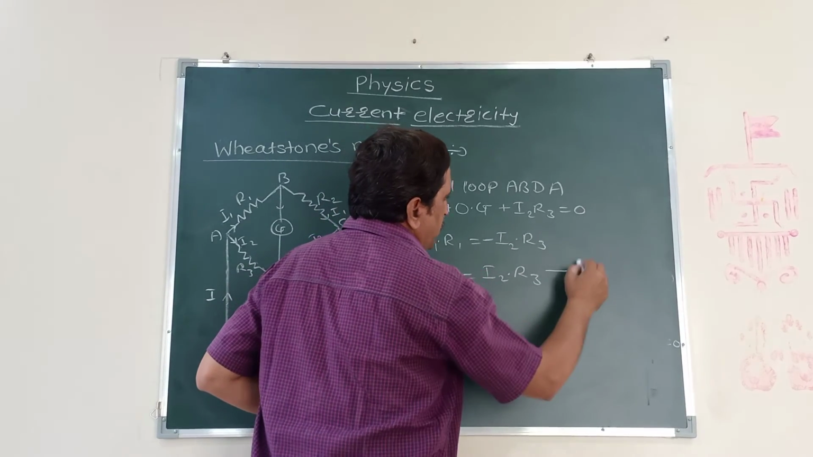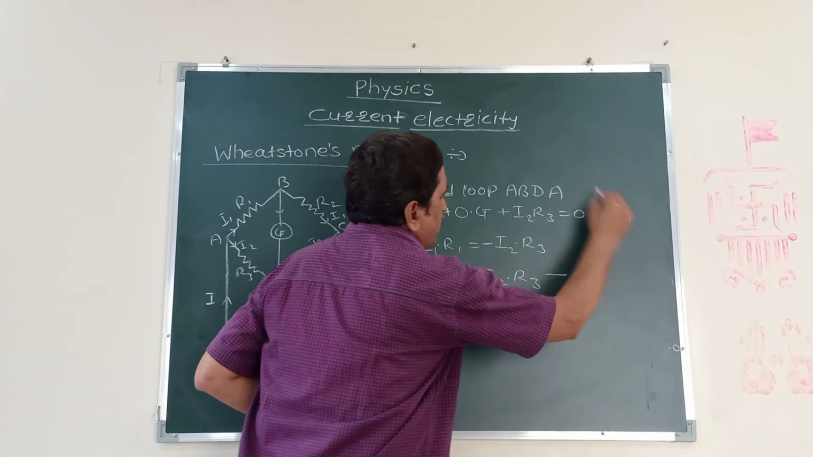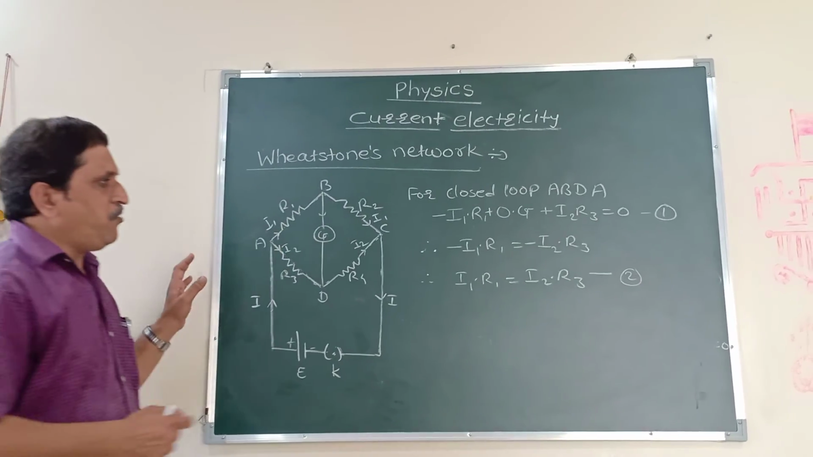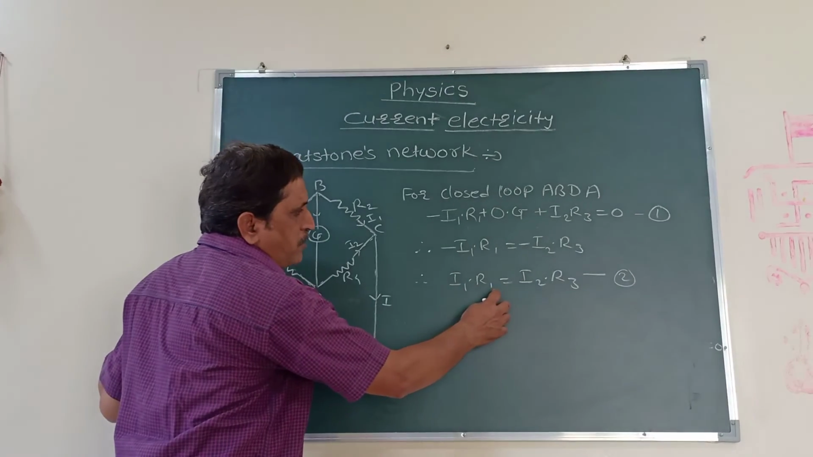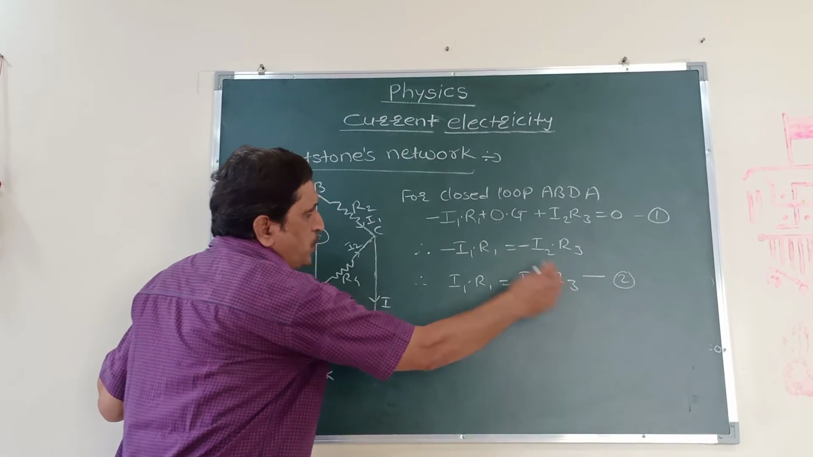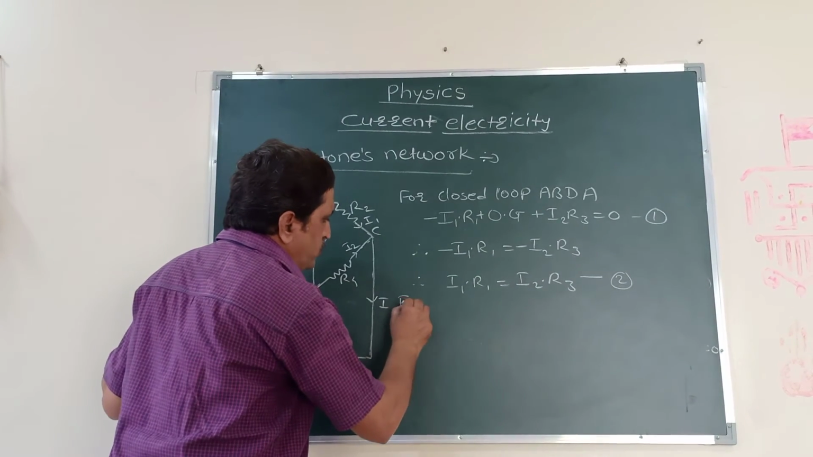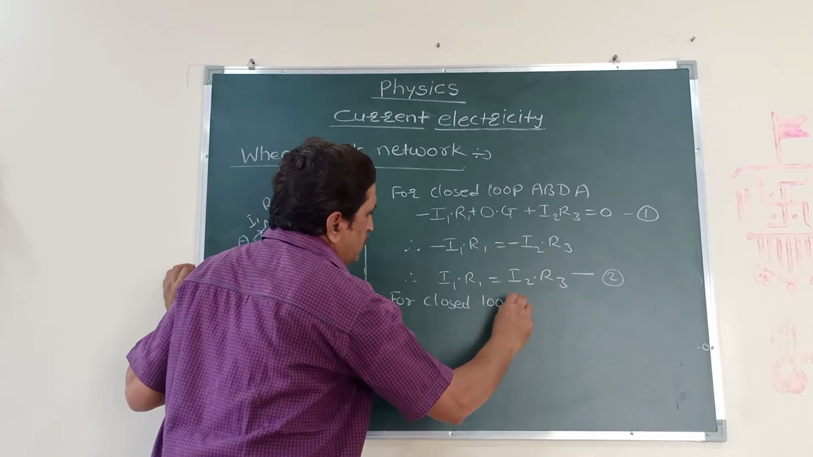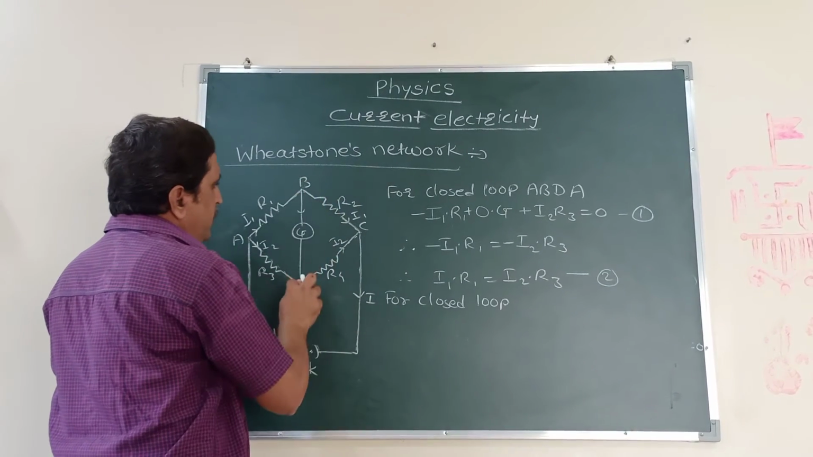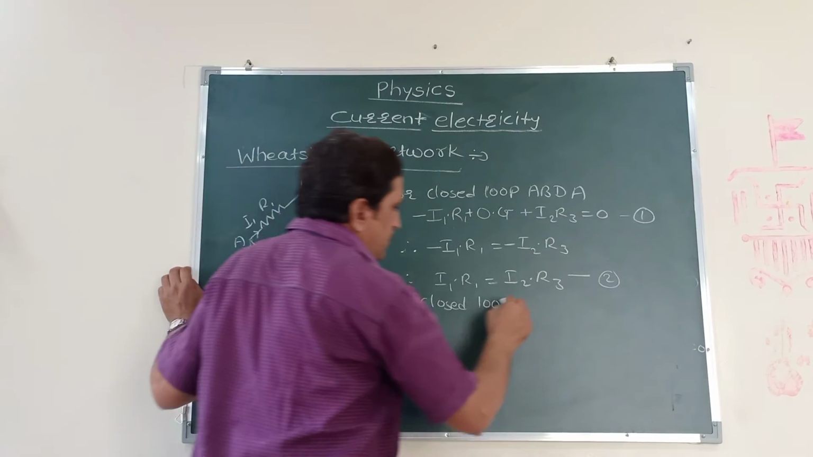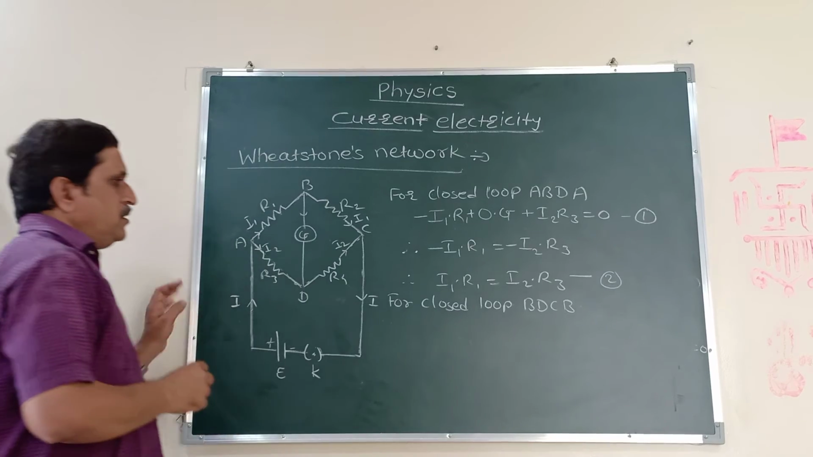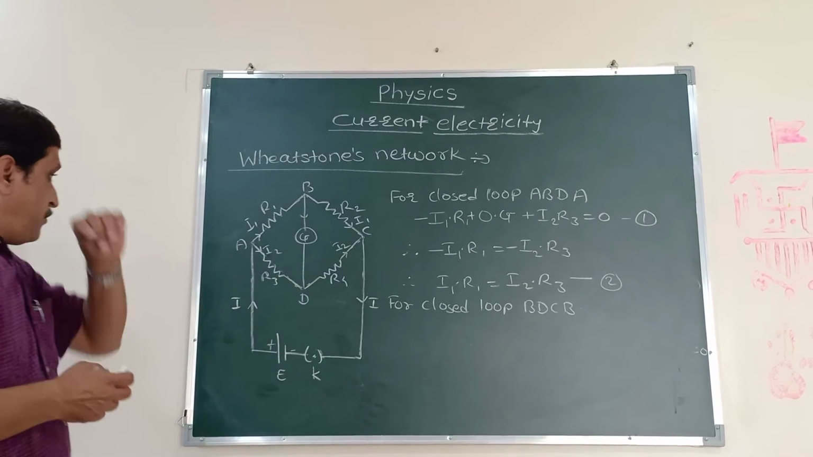Give it an equation number. This is equation number 1. Now for this closed loop, we got the equation I1 into R1 is equal to I2 into R3. Now for closed loop B, D, C, B, what can we write? We are going to make the electric equation.